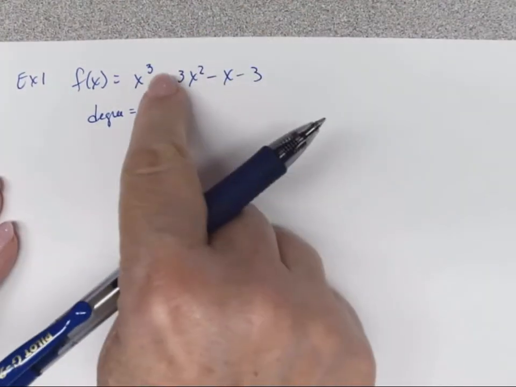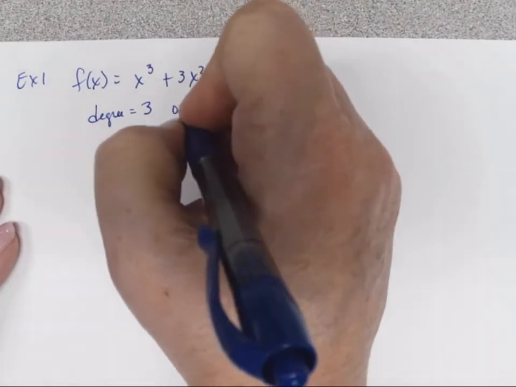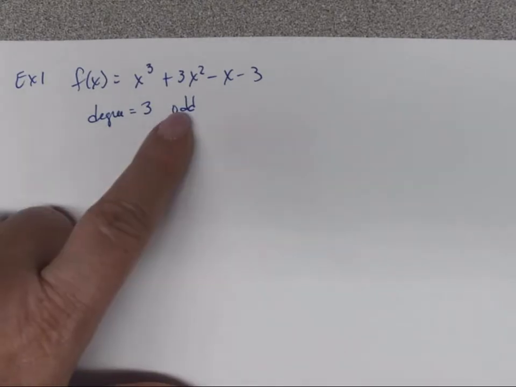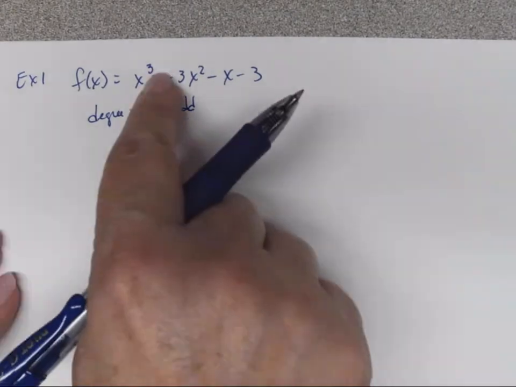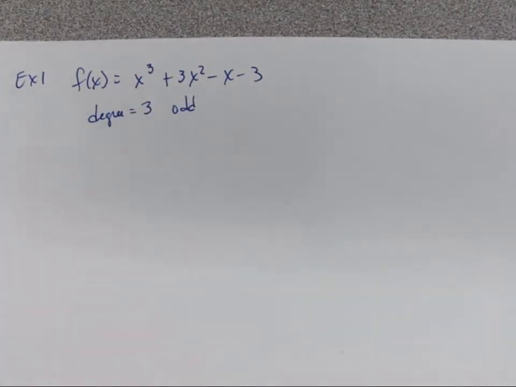Well, the degree is going to be our highest degree here, which is going to be 3. And that tells us that it's odd. And that's what we really care about: is it an odd graph or an even graph? So it's going to be odd on that leading coefficient part. It's not necessarily an odd function, because we've learned that before. We're just looking at that initial one.